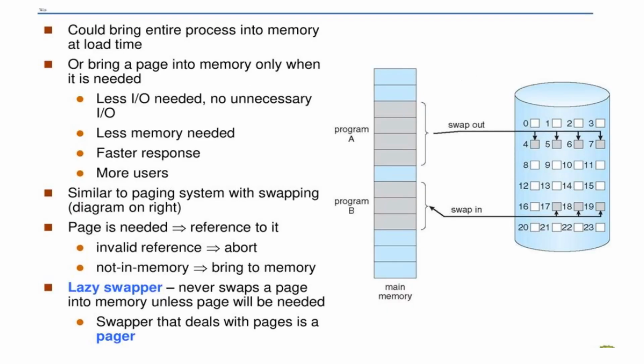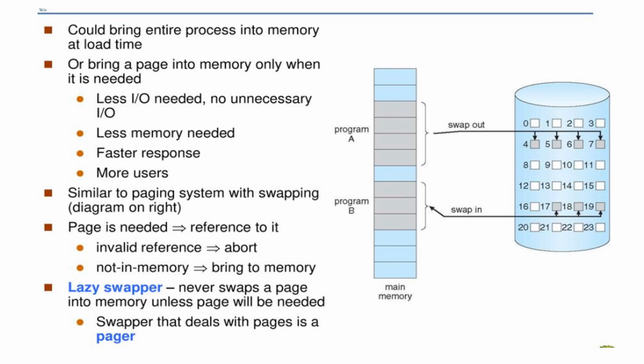In this demand paging, we could bring entire process into memory at load time or bring a page into memory when it is needed. Less input output needed, no unnecessary input output. Less memory needed, faster response, more users. Similar to paging system with swapping, it is on the right side of the page. Page is needed, refer to it. Invalid reference, abort, and if it is not in memory, bring to the memory.